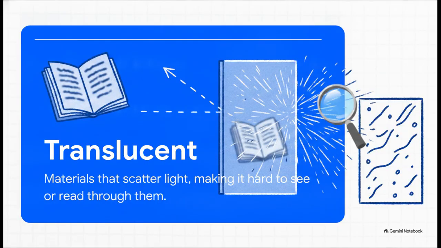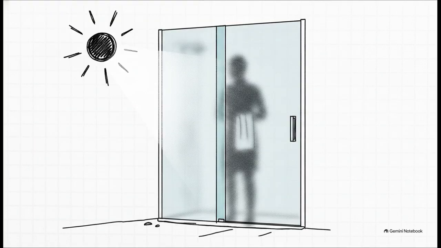So our formal definition for translucent is simply materials that scatter light, making it really hard to see or read through them. A classic, everyday example is frosted glass. If you tried to read a book through a pane of frosted glass, the letters would just be this fuzzy, scattered, unreadable mess. So why do we even use this stuff?